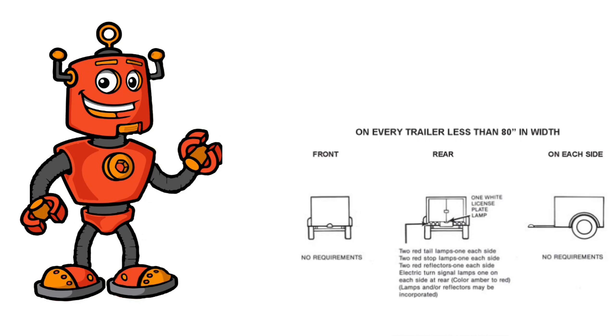There are no requirements for lights and reflectors mounted on the front of the trailer. 2 red tail lamps, 2 red stop lamps, 2 red reflectors, and electric turn signal lamps, all must have one on each side, and 1 white license plate lamp must be mounted on the rear of the trailer. There are no requirements for lights and reflectors mounted on the side for this type of trailer.